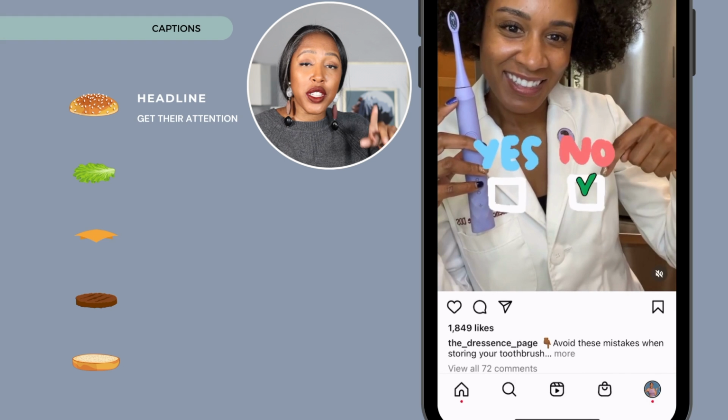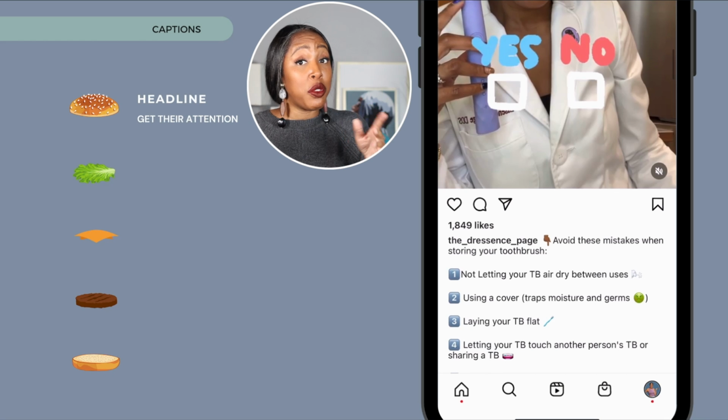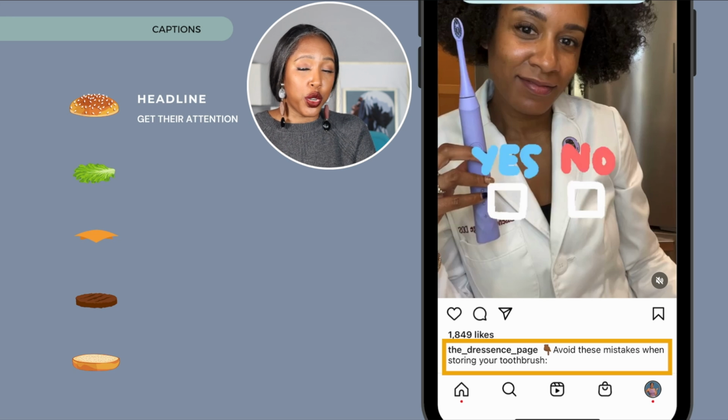Now, the first thing that you wanna have on your Instagram caption is a good headline. So think of your headline as like a blog title. You need to capture them in that moment if you want them to keep on reading the rest of it, okay? So if we look at this example from this dentist page, avoid these mistakes when storing your toothbrush. Now, that makes you want to read more, right? That makes you want to say, okay, let me see what these are, because she doesn't actually put it inside of the video. She's a little crafty, okay? I like that. I like that.